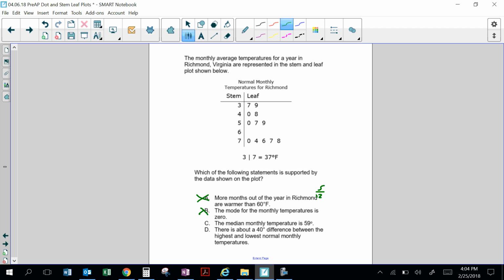The median is 59. So cut out the lowest, highest, lowest, highest, lowest, highest. So 57 and 59 is 58. That's wrong. There's about a 40 degree difference between the highest and the lowest. What is the distance between 47 and 78? It's about 41. The difference is about 41 degrees. So 40 is pretty good.